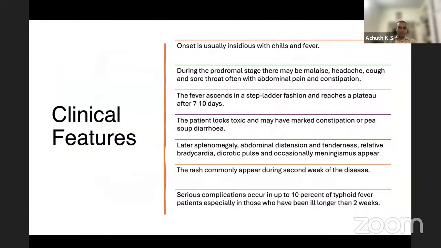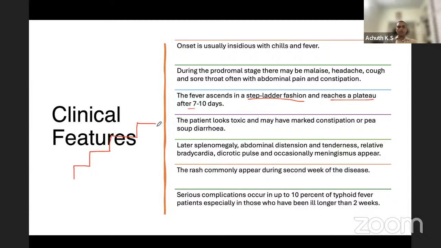Clinical features. Usually the onset is very insidious. It is not sudden in onset. Chills and fever. During the prodromal stage, there may be malaise, headache, cough, sore throat with abdominal pain and constipation. The fever ascends in a step ladder fashion. This is the diagnostic sign in typhoid, and it reaches the plateau after 7 days. That means the temperature rises by 1 degree, stays for a day or two, then rises by 1 degree and stays. The third day it rises by a degree and stays.